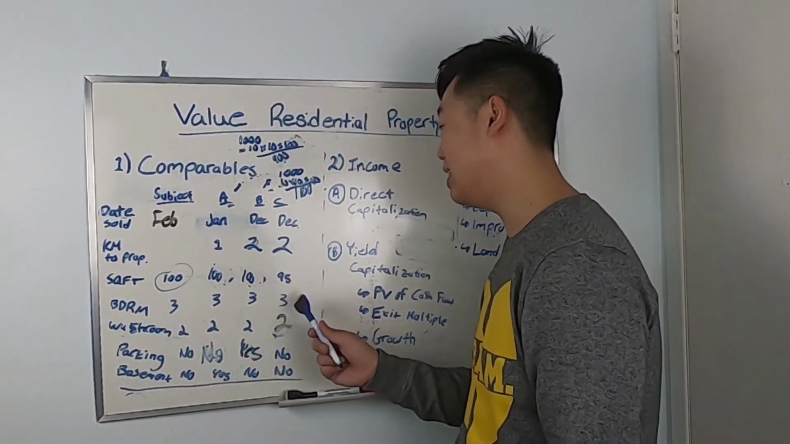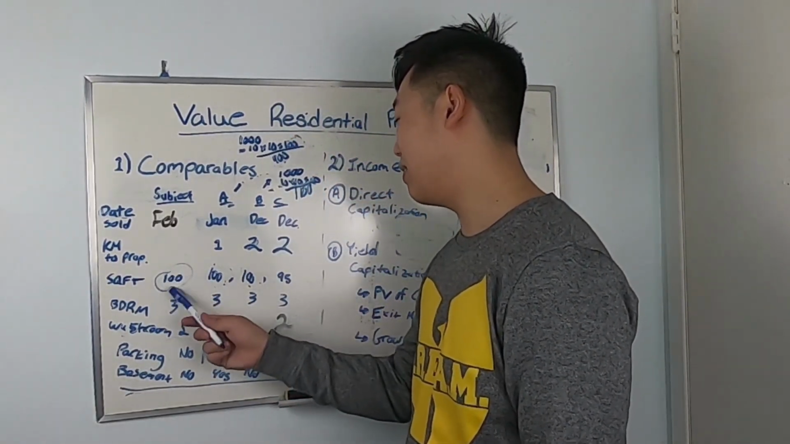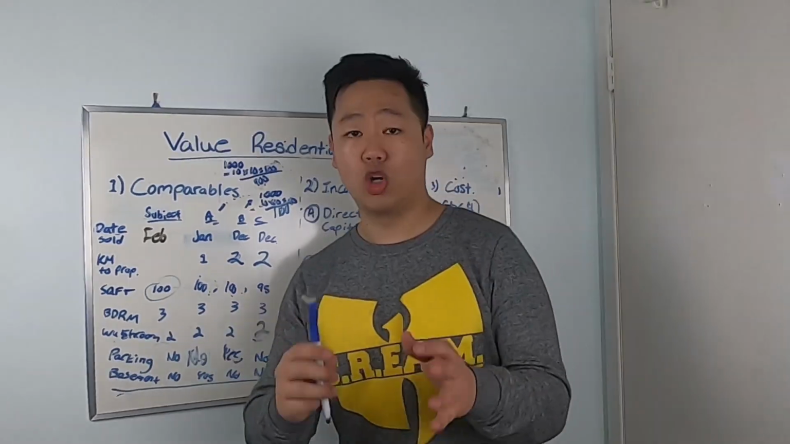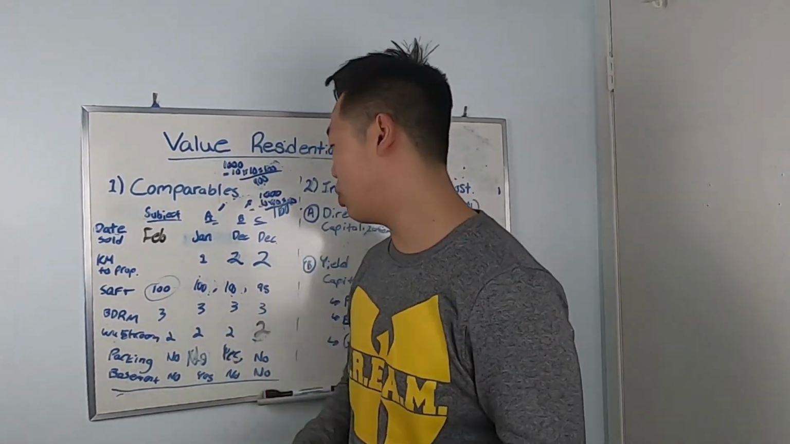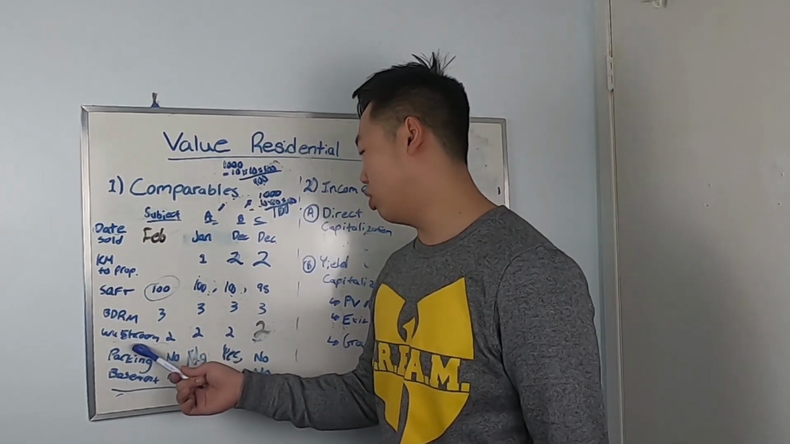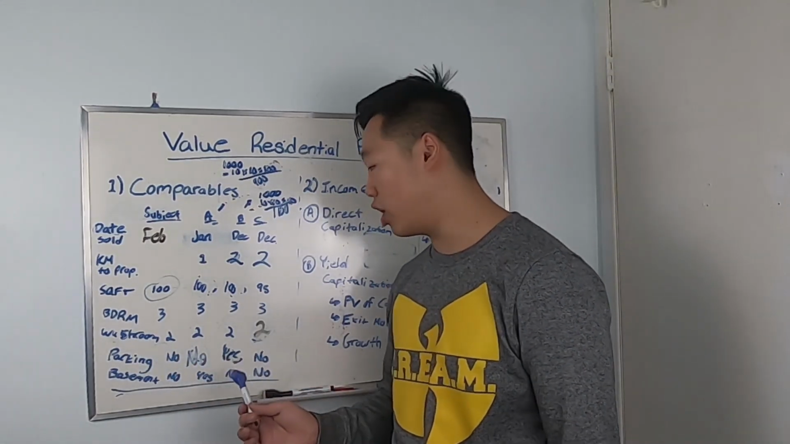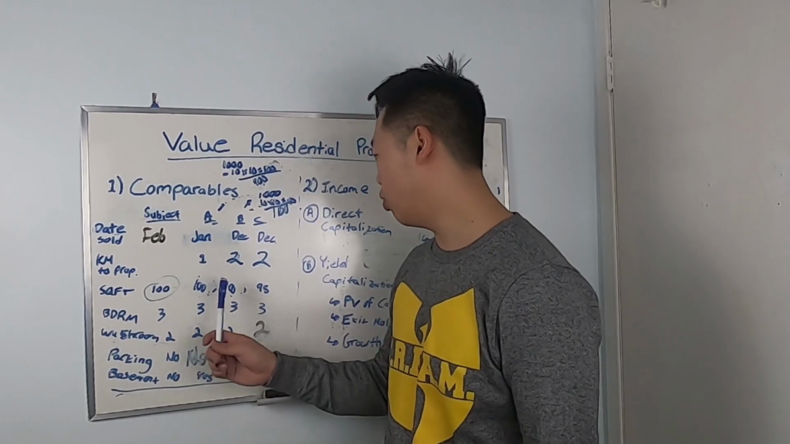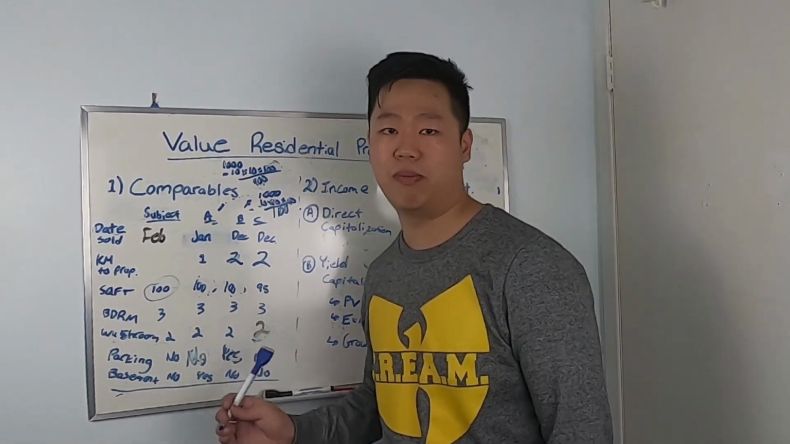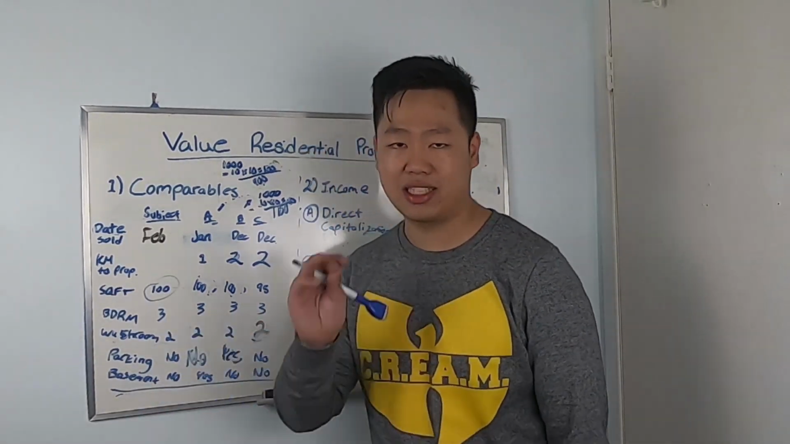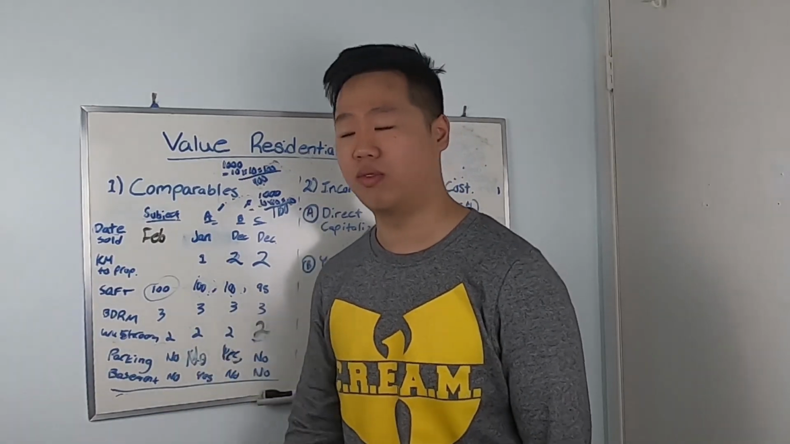And then lastly, C is 95 square feet. The subject property is 100 square feet. So they will adjust accordingly as well, right? And they will also look at the washroom. So they all have 2 washrooms. They'll look at parking. So all of them don't have parking except for B. B has parking. And let's say parking adds $1,000 extra to the value of the home.